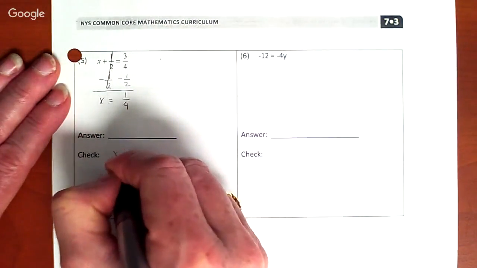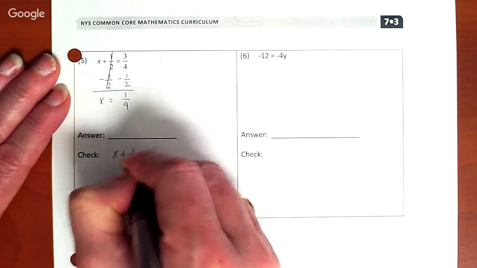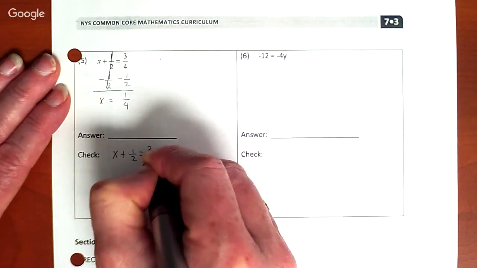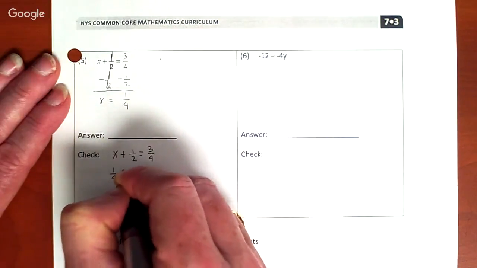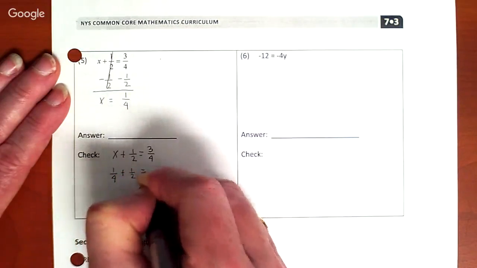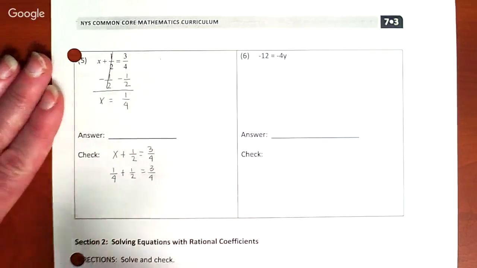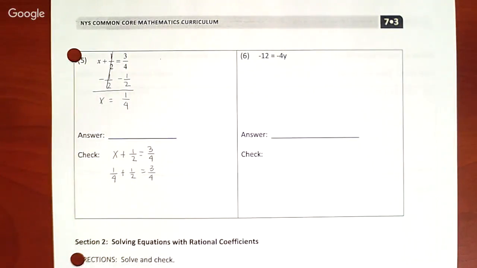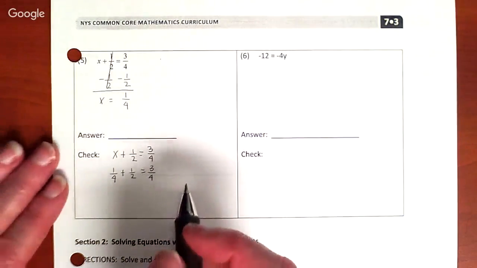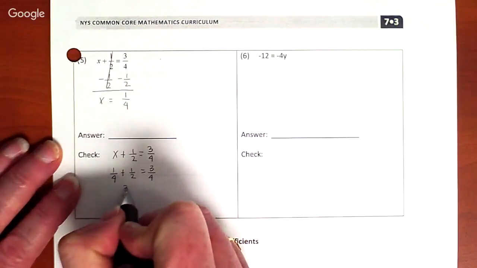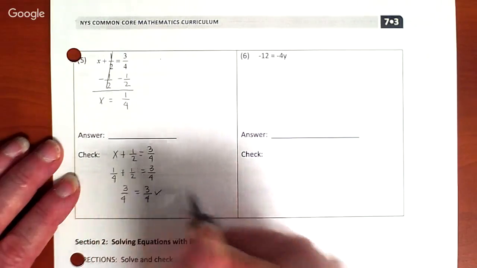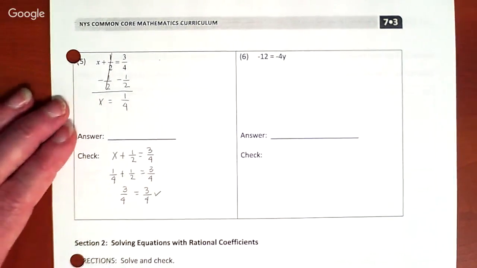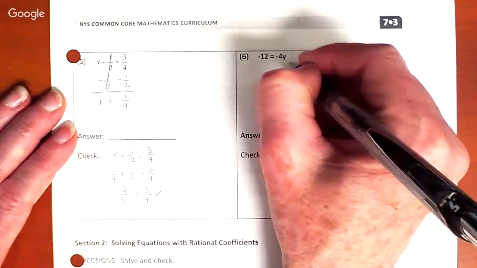So now to check it, we're going to substitute it in. Always rewrite. And then we're going to replace. And then we're going to do the math. When you do the math, ladies and gentlemen, make sure you use your calculators. And by using our calculators, when we add this, we get 3/4. That's going to equal 3/4. And it checks.